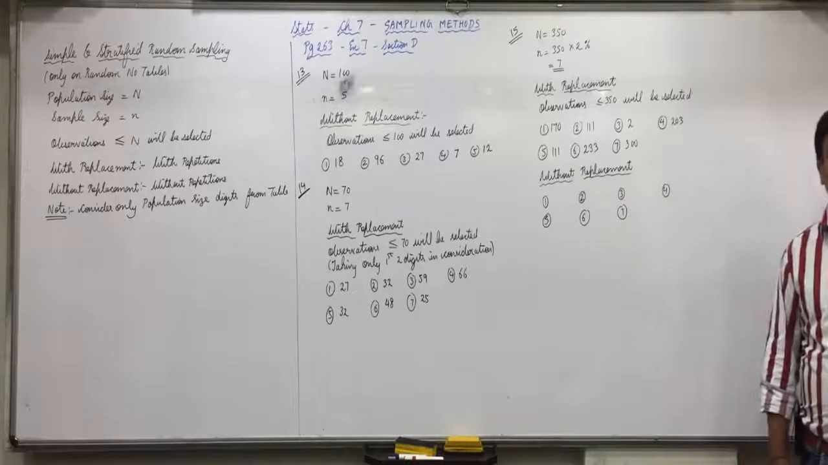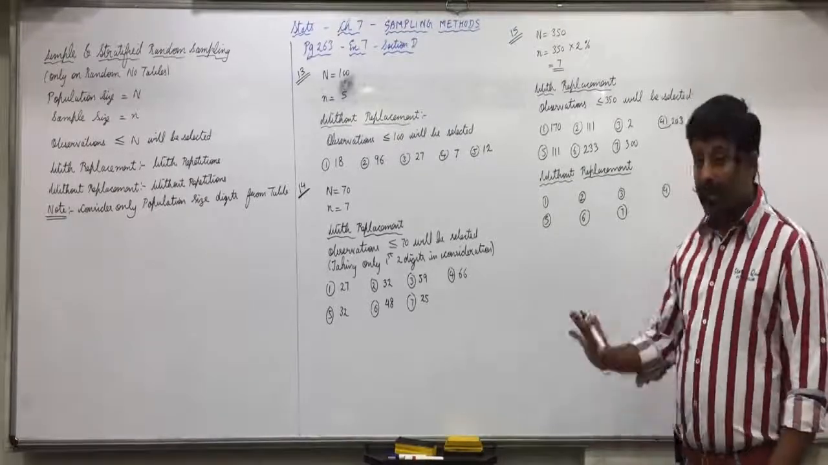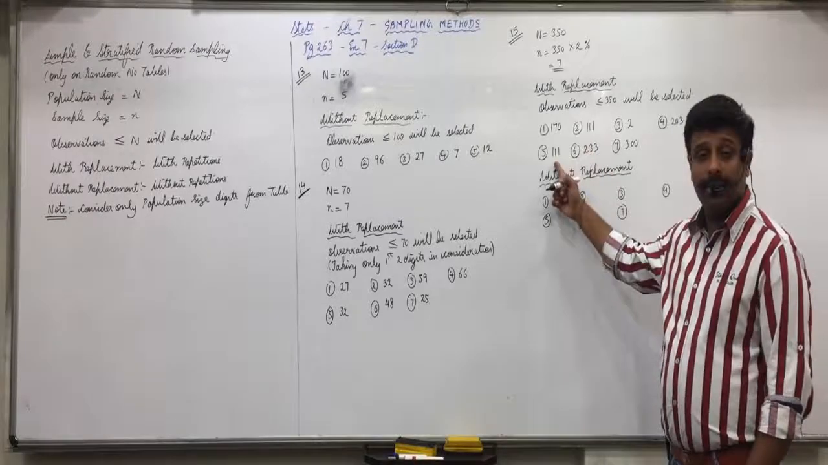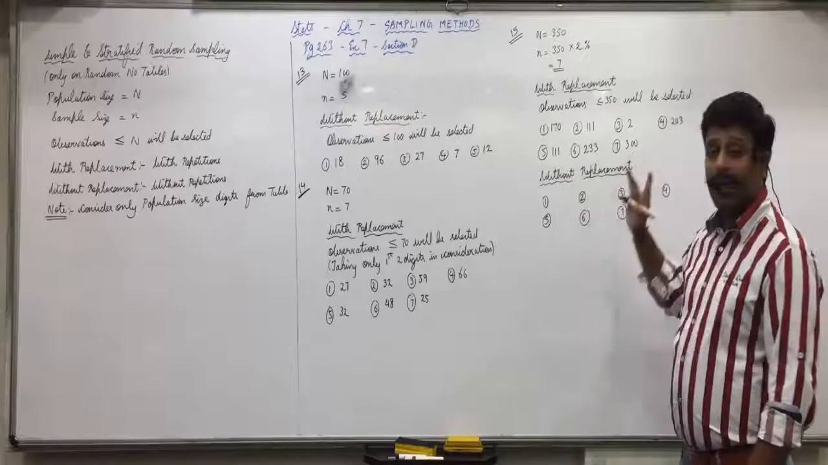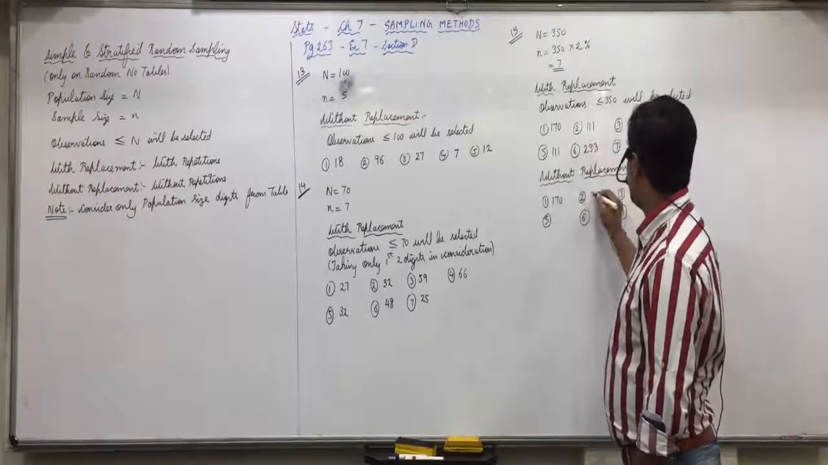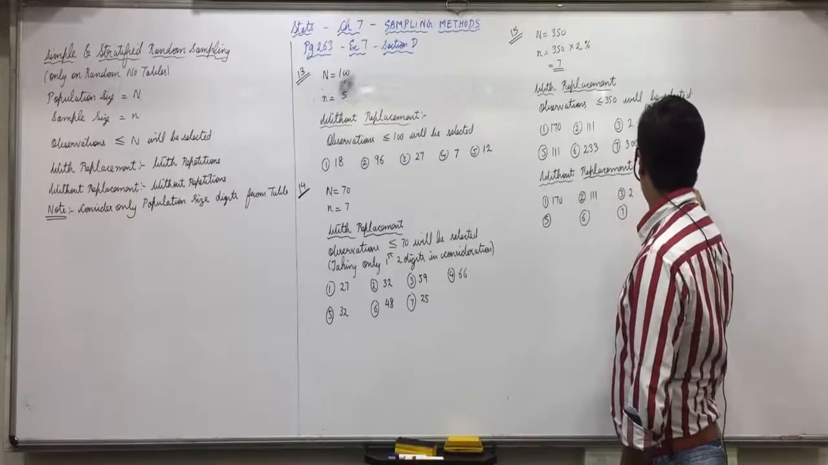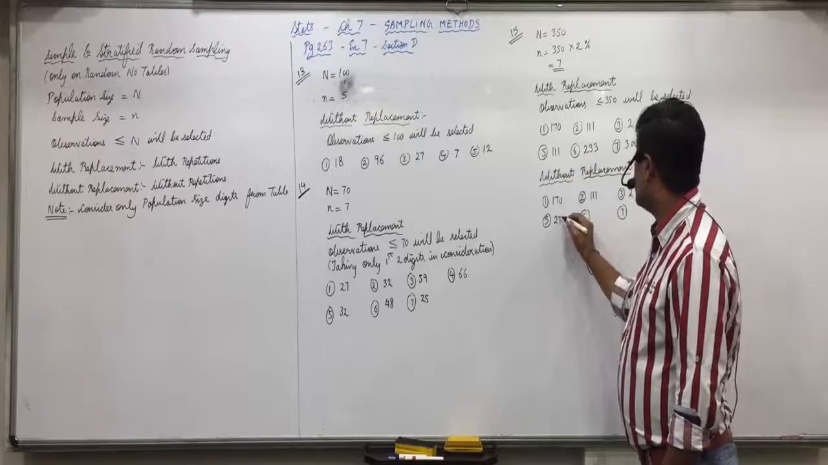Now be attentive here. Without replacement means without repetition. So can this 111 come again? No. So except this fifth number 111, up till 300 all will remain the same. 170 as it is, 111, 2, 203. Then we will not write 111, directly we will write 223.